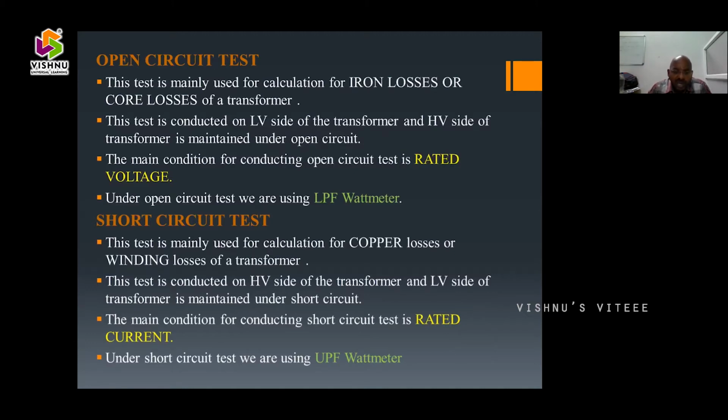And coming to the next test, the short circuit test. This test is mainly used for calculation of copper losses or winding loss of a transformer.